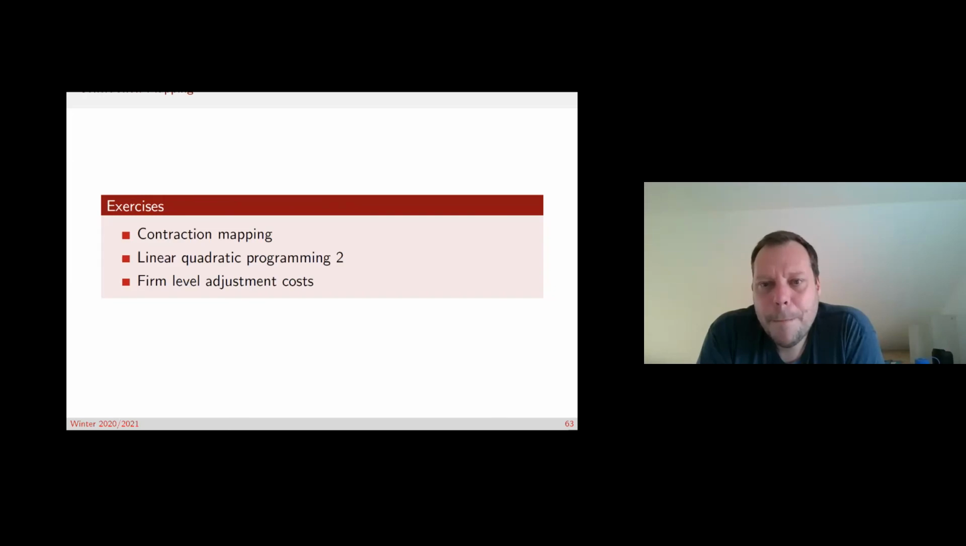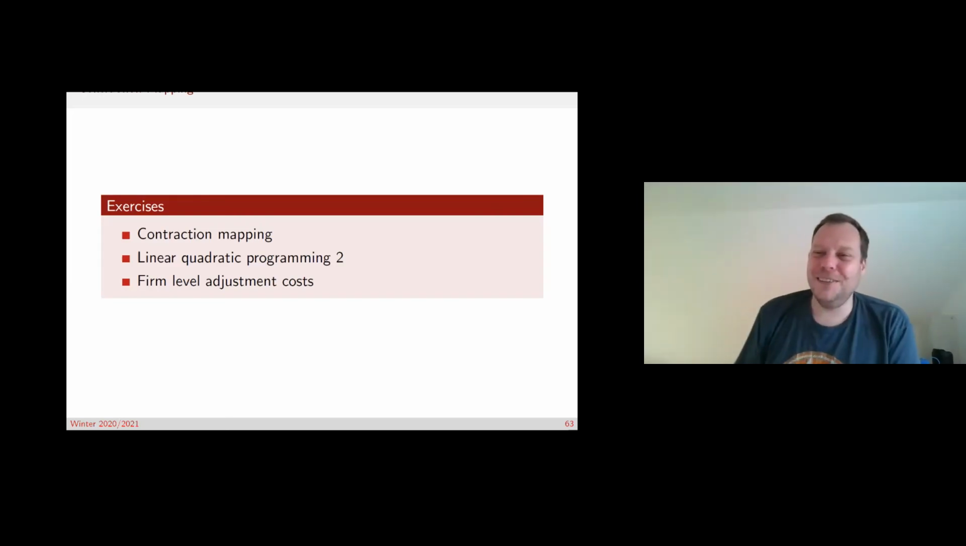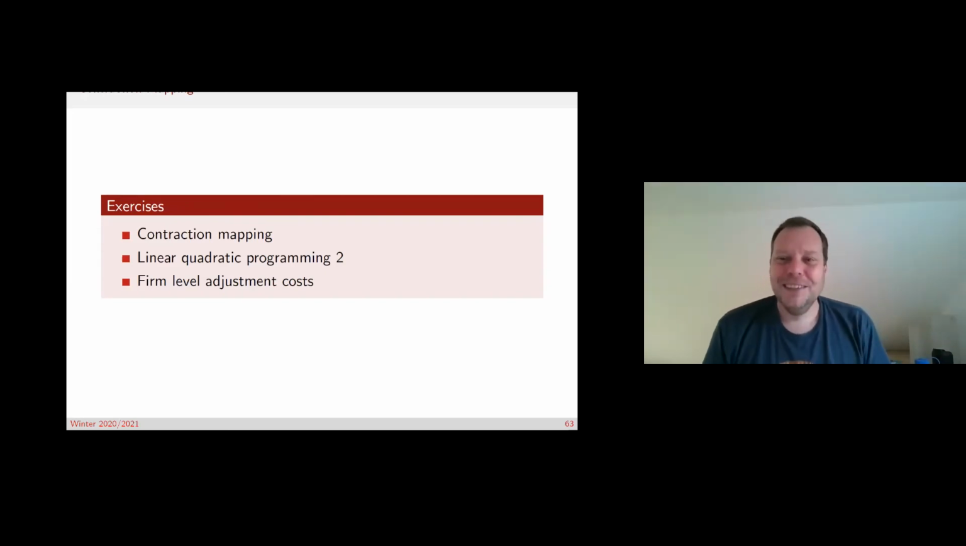It's an iterative procedure because the Riccati equation has to be solved, and that's done iteratively. But you're right, that's a bit hidden. And the firm level adjustment cost exercise is quadratic again. So actually, we do not have a real numerical exercise that really illustrates the numerical approach. Thanks for pointing that out. That was not on purpose.